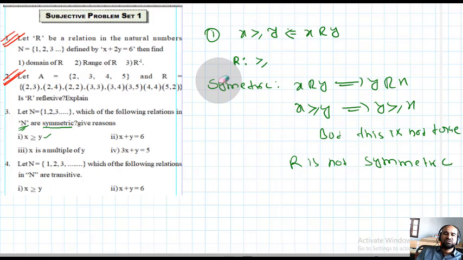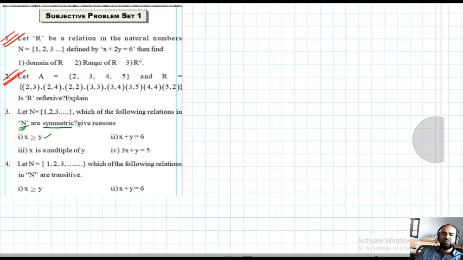Okay, first one completed. I want to explain the second one. Second problem is different. Since x plus y equal to 6, you need to create ordered pairs which satisfy x plus y equal to 6. Try to make y the subject first of all: y equals 6 minus x. X should be a natural number, and 6 minus x also a natural number. That means 6 minus x should be greater than 0, so x should be less than 6.